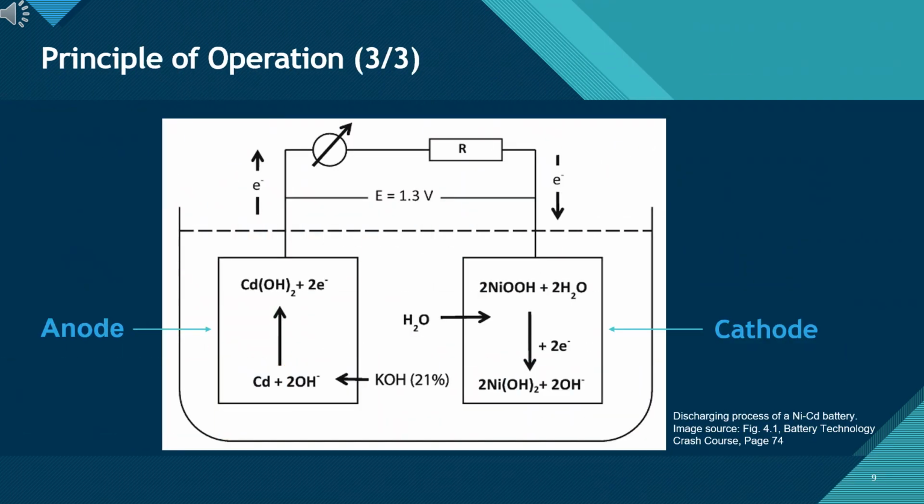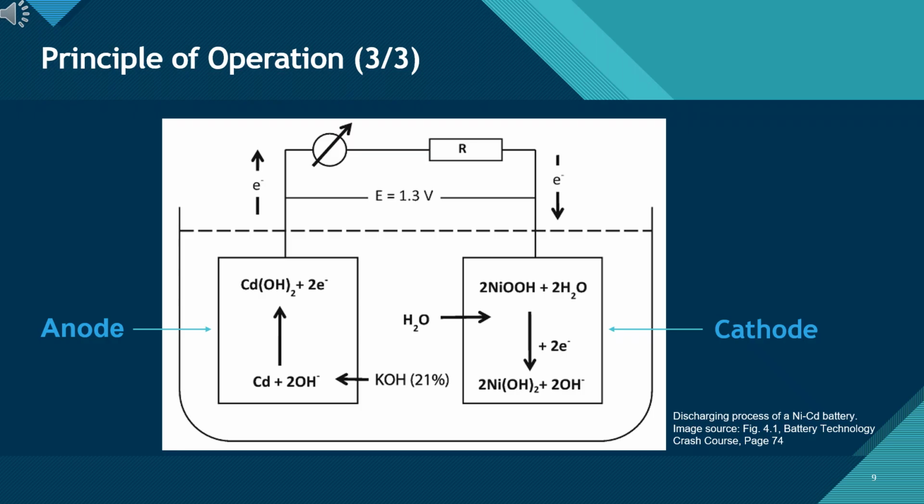Discharging process. This diagram illustrates the detailed chemical reactions that occur within a NiCd battery during discharge. On the anode side, metallic cadmium, Cd, reacts with hydroxide ions, OH-, from the electrolyte, forming cadmium hydroxide, Cd(OH)2, and releasing 2 electrons into the external circuit. These electrons provide the electric current that powers a device.